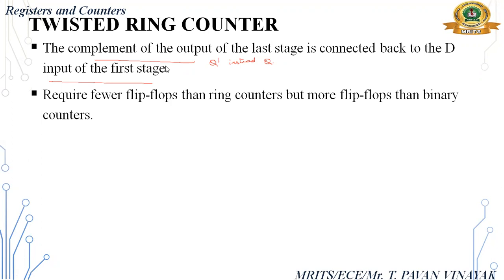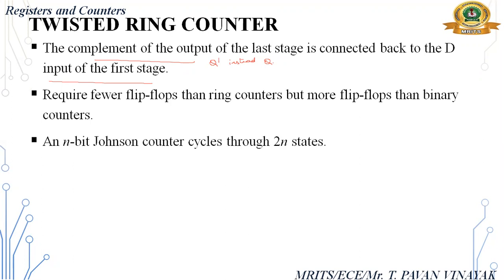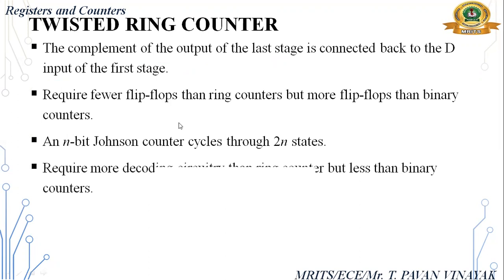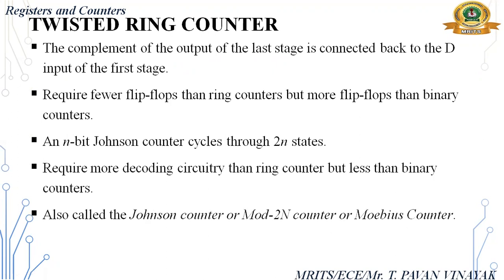It requires fewer flip-flops than a ring counter, but more flip-flops than a binary counter. An n-bit twisted ring counter is called an n-bit Johnson counter. Here we have 2n states. A decoder circuit is also required for the twisted ring counter. It is also known as a mod 2n counter, Moebius counter, and so on.